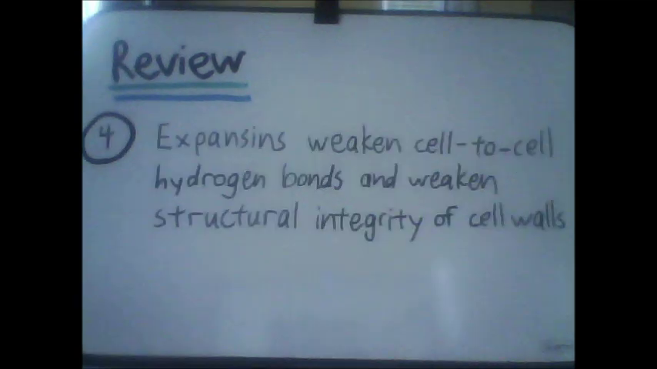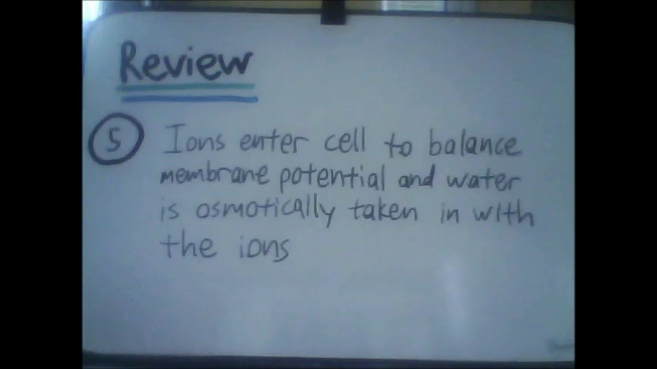A fourth step is that expansins, now activated in this lower pH, begin to weaken the cell-to-cell hydrogen bonds, and they weaken the strength of the cell walls. And they make the cell walls more elastic. Our fifth step is as the hydrogen ions are being pumped out of the cell, we have to balance the charge, the membrane potential. Ions are pumped back into the cell inside the vacuole, and following these ions is water. And again, all of this water and ions are going into the cell vacuoles.